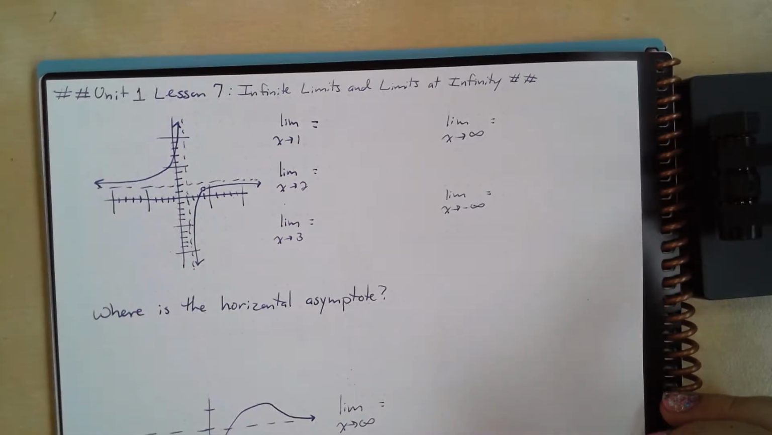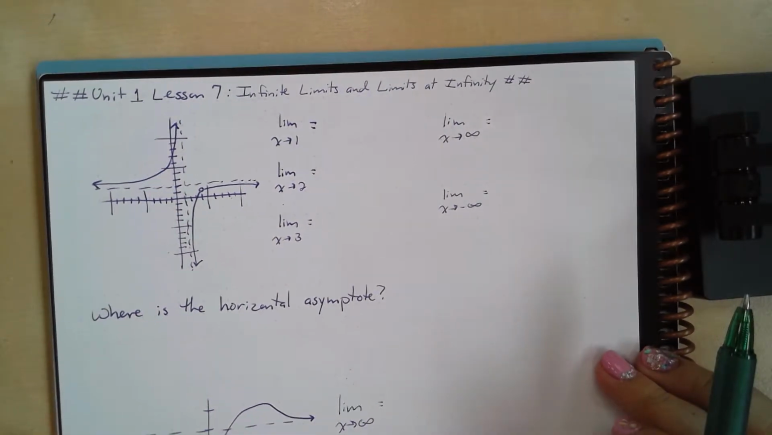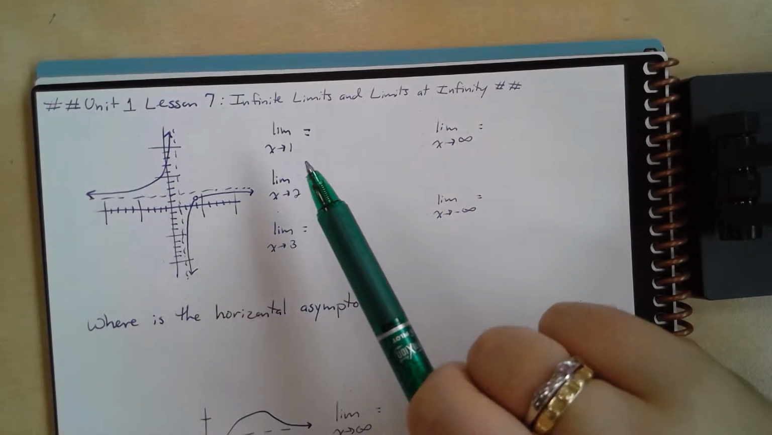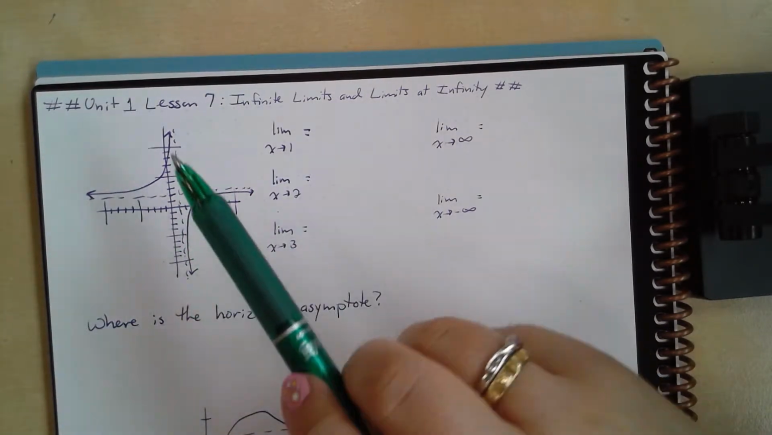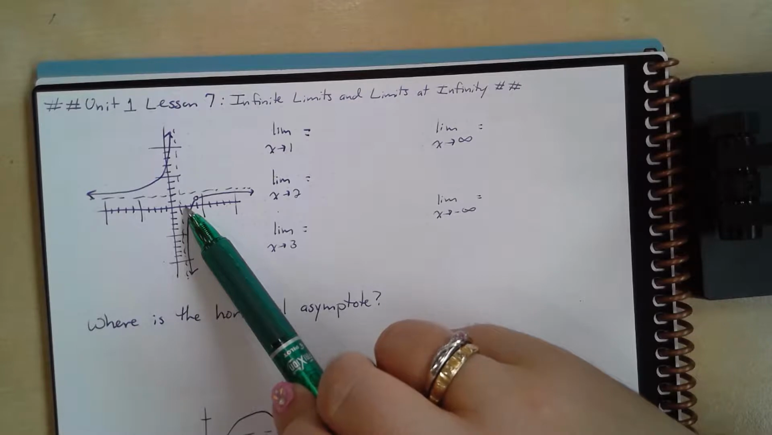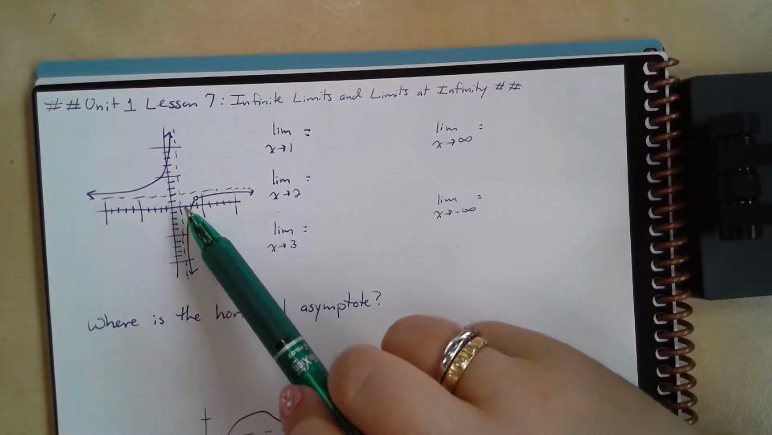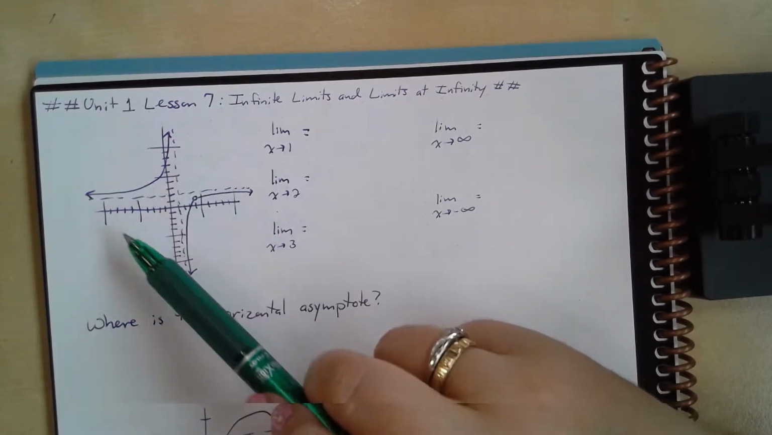Limits at infinity and infinite limits. So let's do that now. We have a graph here, and we're asked to find the limit as x approaches 1. So we can look here at 1, and as we get closer and closer to 1, it looks like we have a vertical asymptote here.